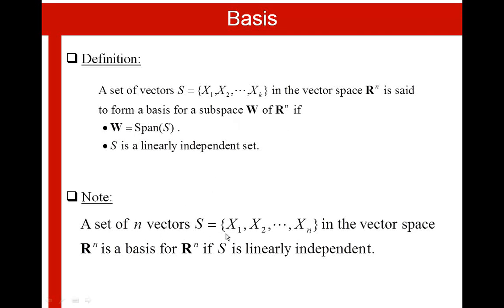Note, a set S of n vectors x1 to xn in the vector space Rn is a basis for Rn if S is linearly independent. And we know how to prove whether a set is linearly independent or not, as we have seen before in section 2.3 of the book.